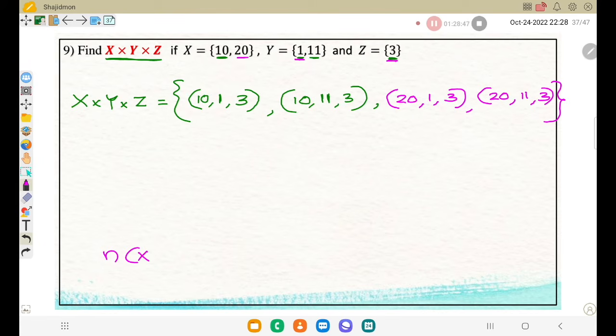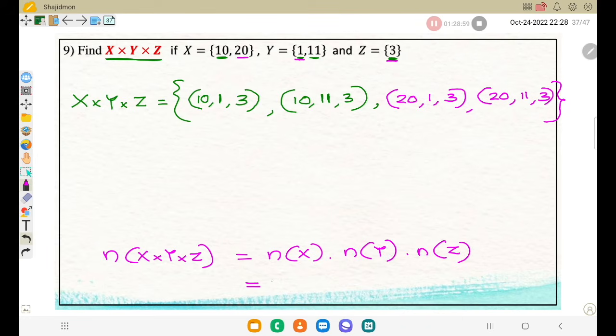So how many possibilities will come? The number of elements of x cross y cross z, how do we calculate? The number of elements of x multiplied by the number of elements of y multiplied by the number of elements of z. How many elements in the x set? 2. Multiplied by how many elements in the y set? 2. Multiplied by how many elements in the z set? That is 1. So in total 2 times 2 times 1 means 4. So we will get 4 elements. Correct? That is the cross product of 3 sets, X cross Y cross Z.